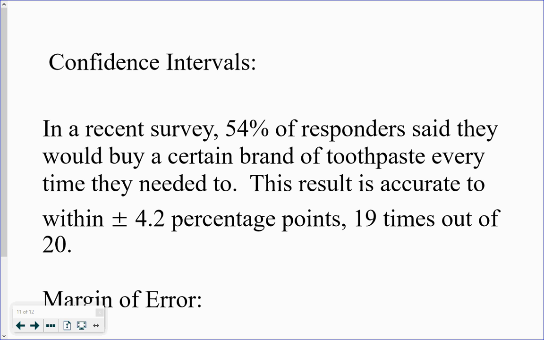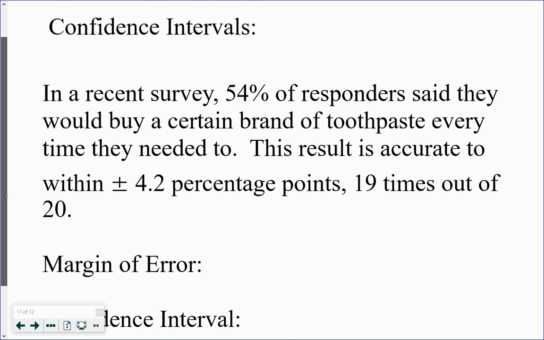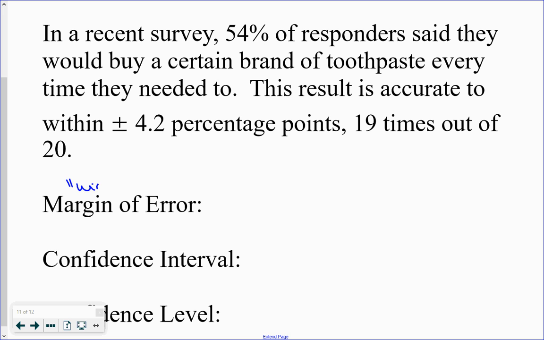You'll typically see these types of questions, whether it be with results from surveys, in political votings. Anytime they're talking about data, they always talk about the survey results. Okay, so in a recent survey, 54% of responders said they would buy a certain brand of toothpaste every time they needed to. This result is accurate to within plus minus 4.2 percentage points 19 times out of 20. So the margin of error, think of this as how much wiggle room you have. So the wiggle room that you have is plus minus 4.2%.